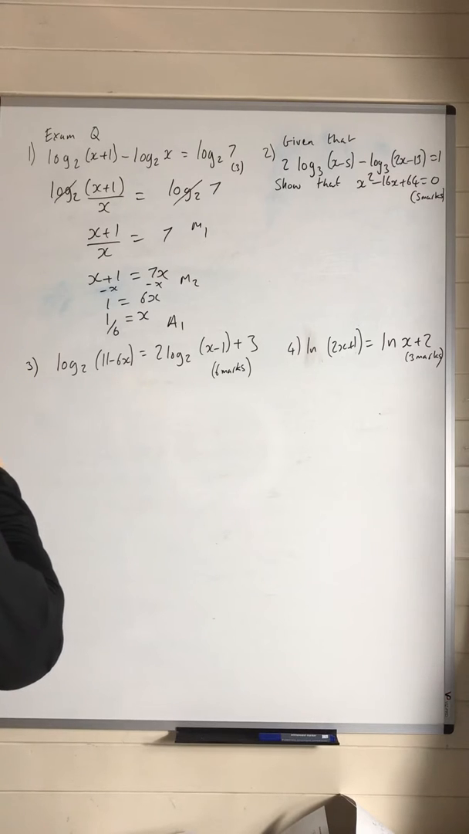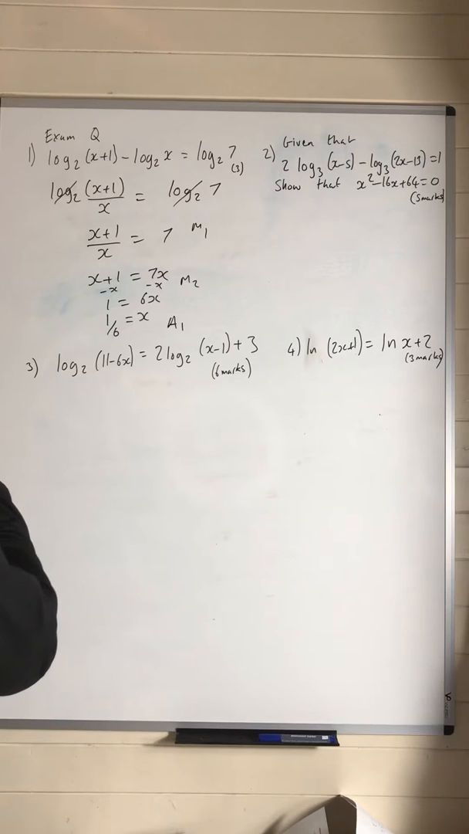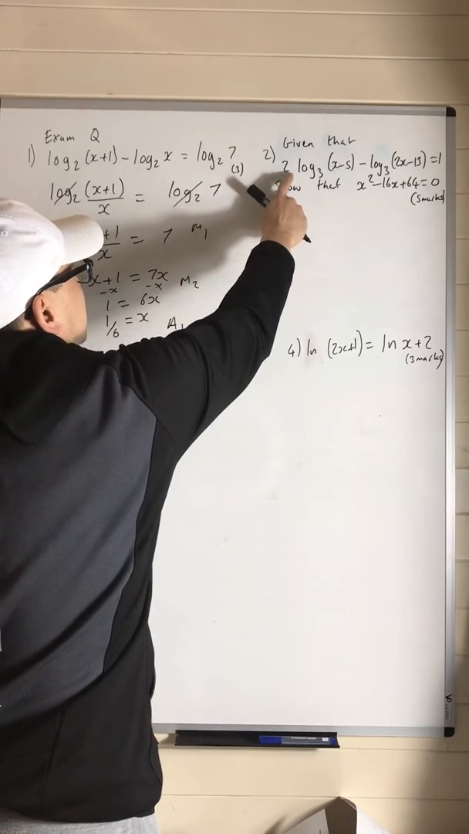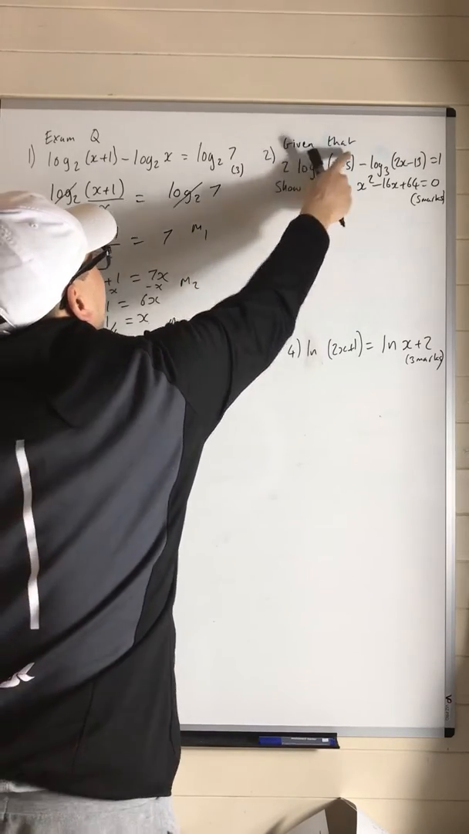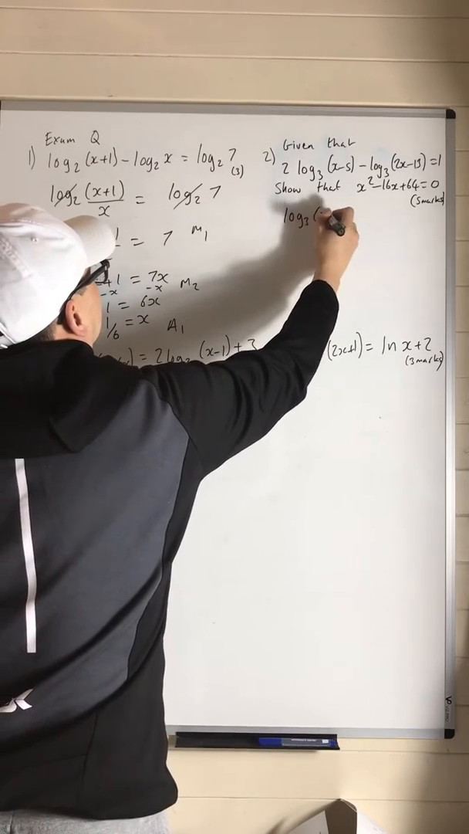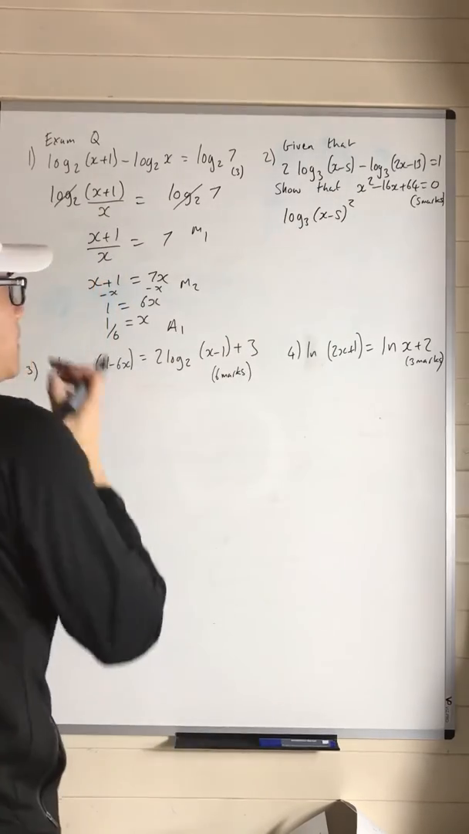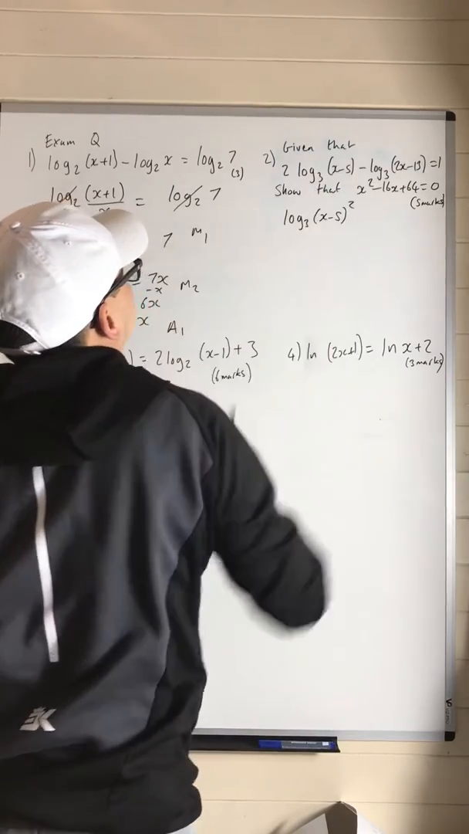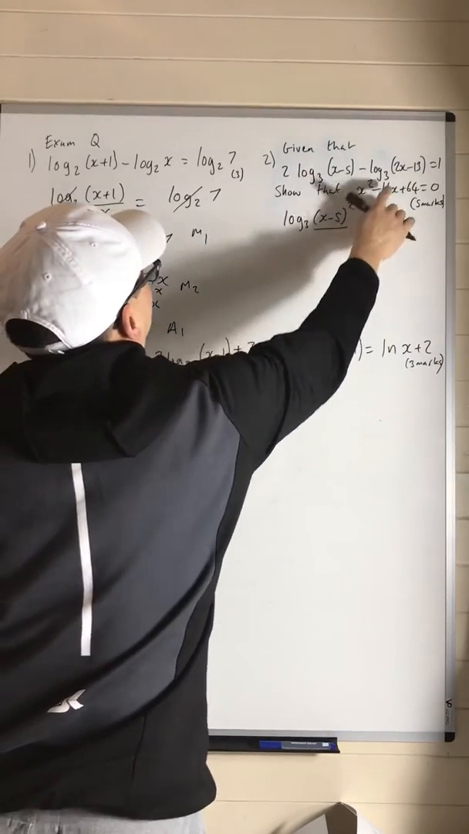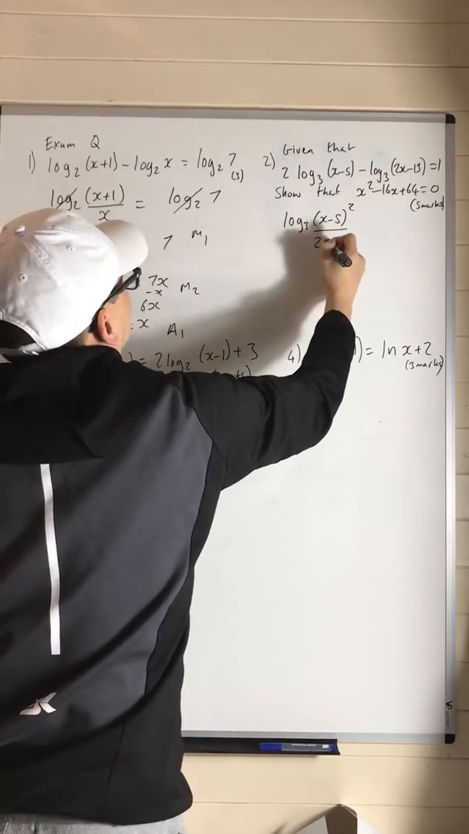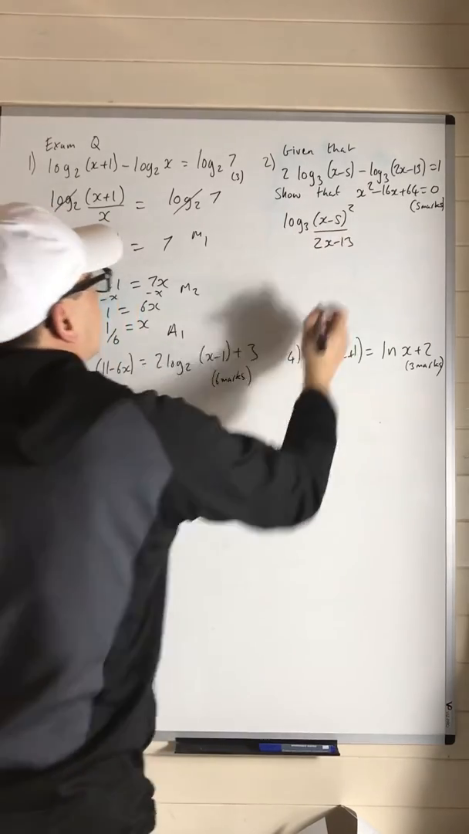Now here's a 5-marker one on this side. So we've got subtraction, but we want to combine the logs together. So if you notice this 2 here, using the power law, we can bring it to this. Now, if you remember the subtraction law, the logs have the same base, so the subtraction law suggests that this becomes this.